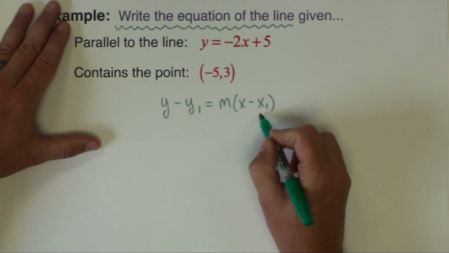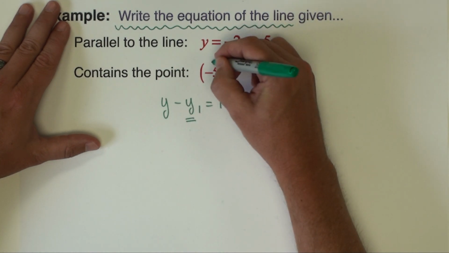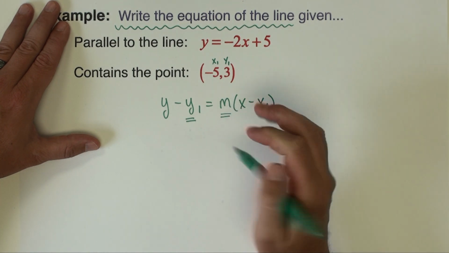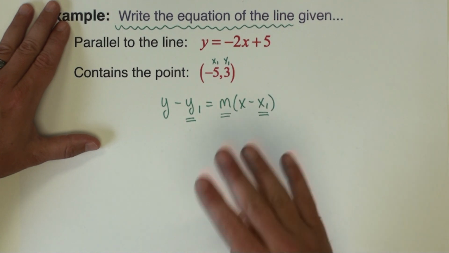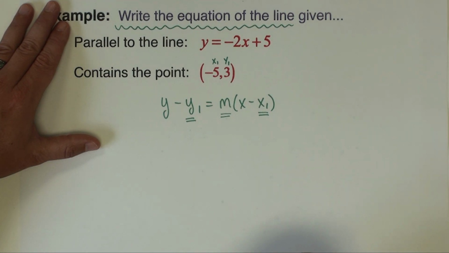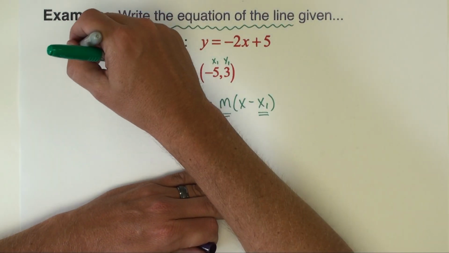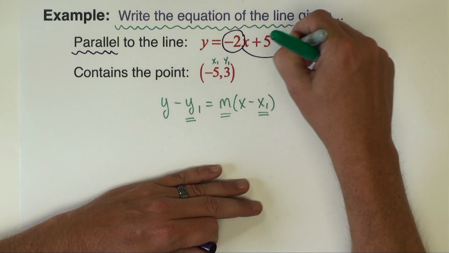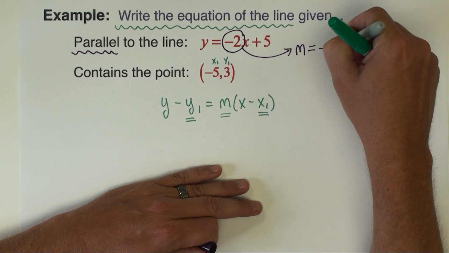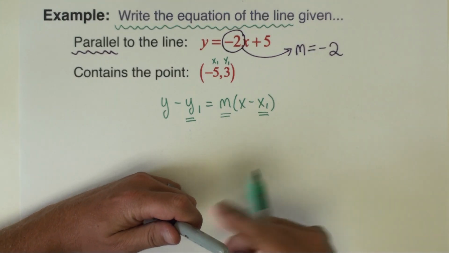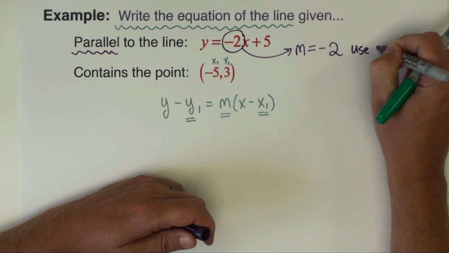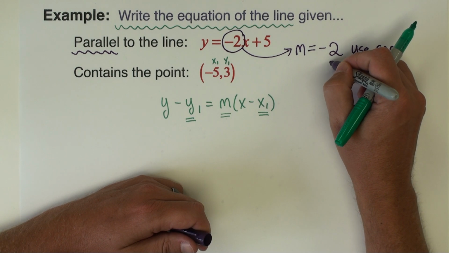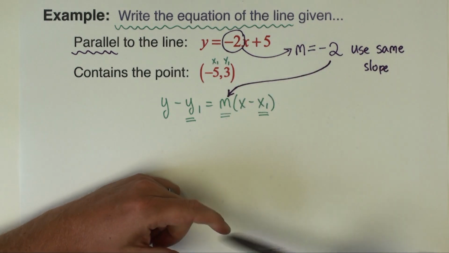Now, to use this, I need a point. So I have that. Right, here's my x1, y1. And I also need a slope. Well, the problem hasn't explicitly said the slope is blank, but we have some information that we can use. We want to write a line that is parallel to this line. Well, the slope of this line is -2. And we know that for parallel lines, we want to use the same slope. Okay, so that -2 is what we are going to use in our equation.